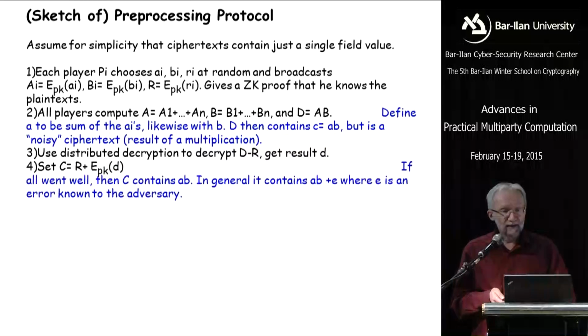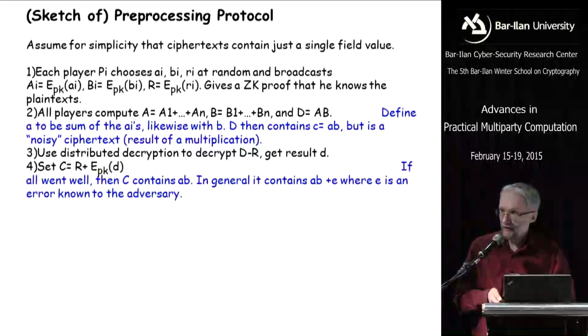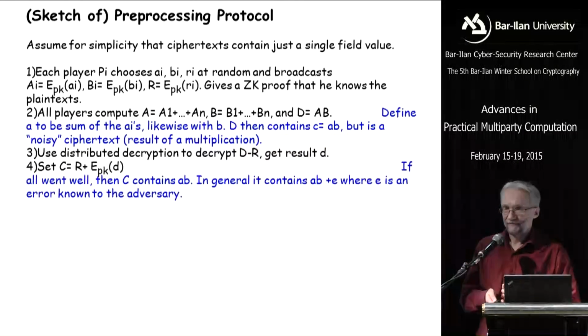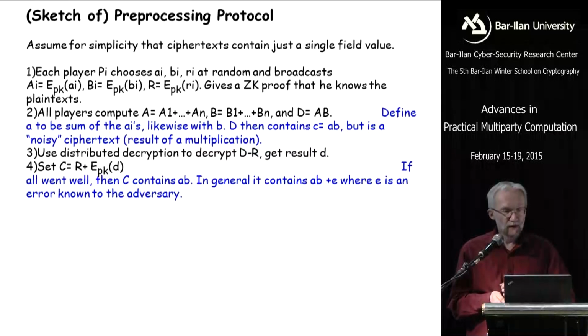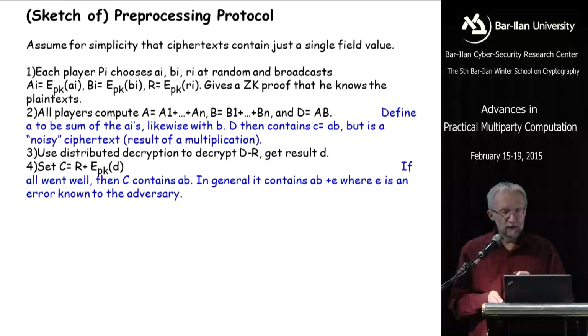And then finally, I'm going to set C to be R plus the encryption of this public constant d. If everything went well, then C now contains A times B, right? Because d was A times B minus R, and R is this random value. So R cancels out and we get A times B. Why is this gymnastics useful? Well, because now C is actually a fresh ciphertext almost, right? It's not a multiplication ciphertext. It's a fresh ciphertext.